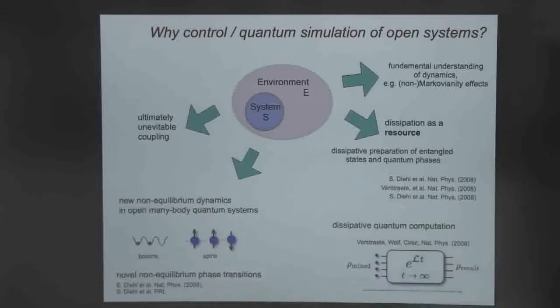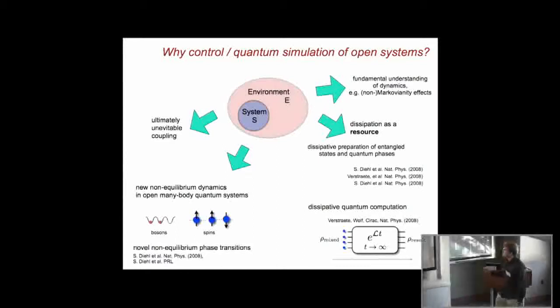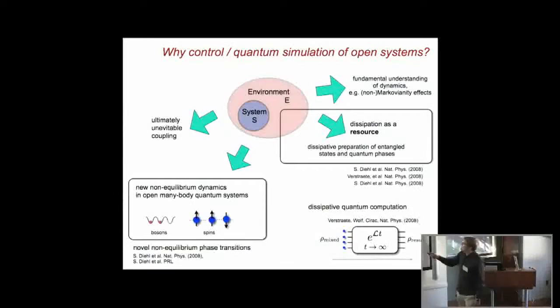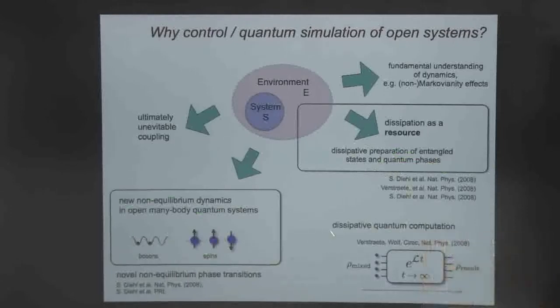So as we've seen in talks already by Hartmut yesterday or just right now by Alejandro, there might be different motivations of why we might be interested in open system quantum control. For instance, on a fundamental level, because it's ultimately inevitable to have to completely isolate a system from its environment. But on the other hand, as we've seen in Alejandro's talk, we can also think of dissipation as a resource for certain purposes, such as dissipative preparation of entangled states and phases. Or what I will be focusing on is open many-body systems, where new questions arise of how many-body dynamics takes place in an open system context.